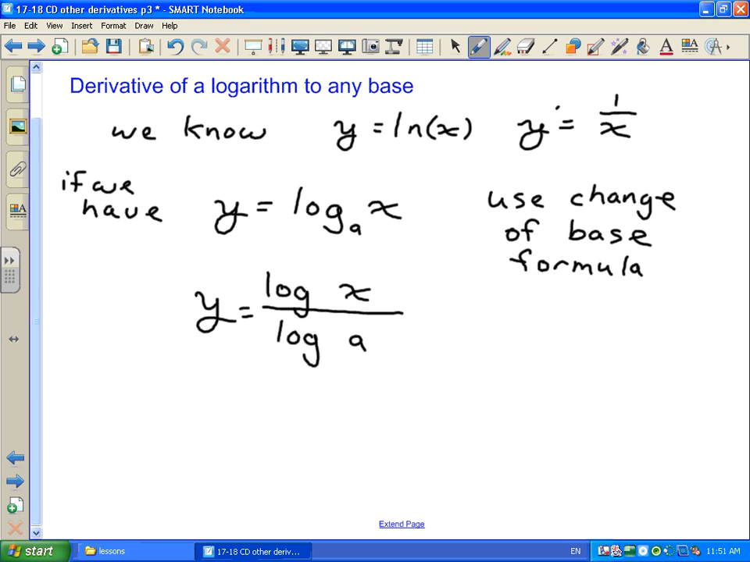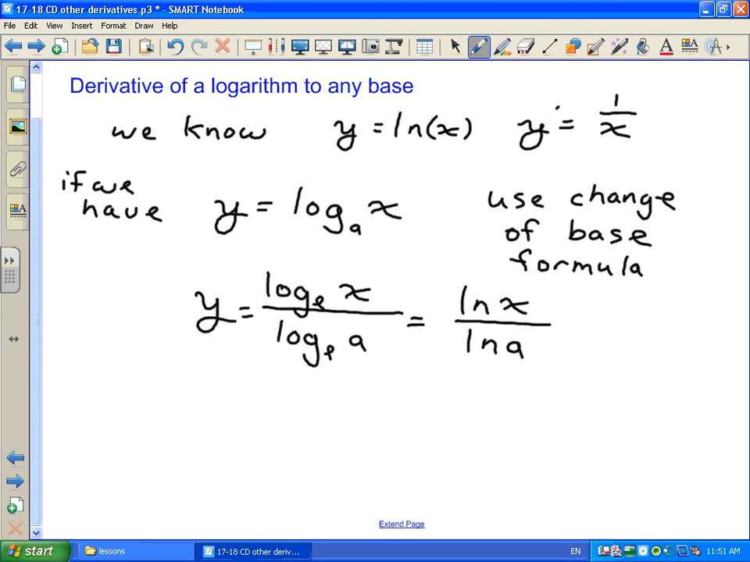So what base would it make sense for us to choose here? You're saying 10? Not 10, because we want to use what we know already. Oh, e. We should choose e, because we know how to do derivatives to the base e. So this then becomes ln x over ln a.